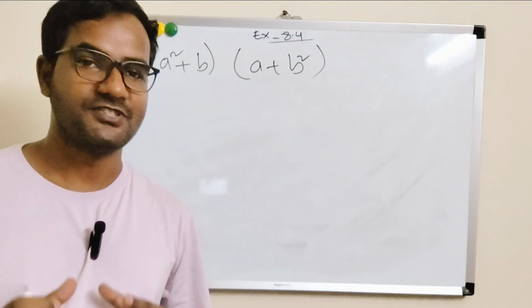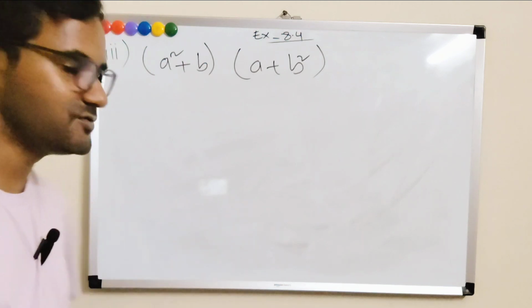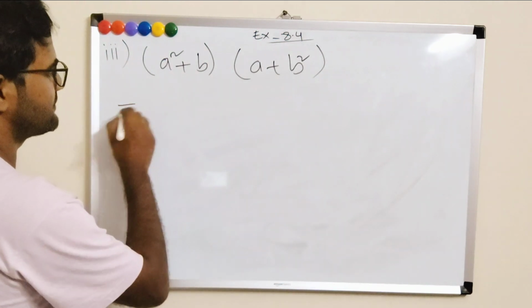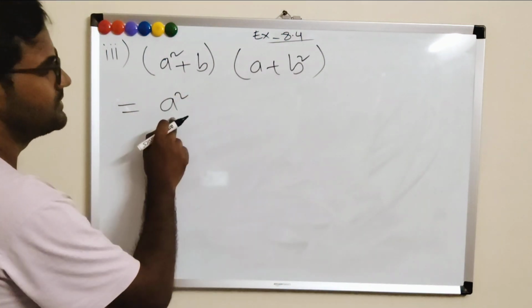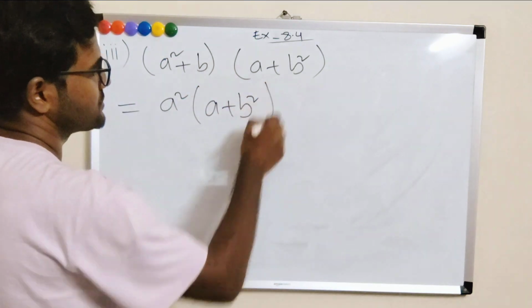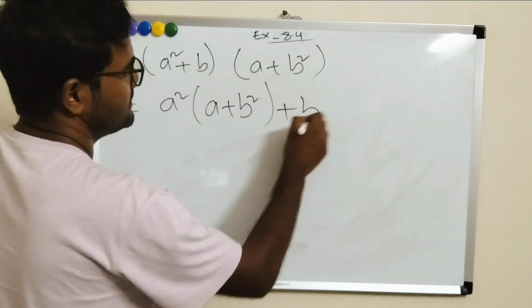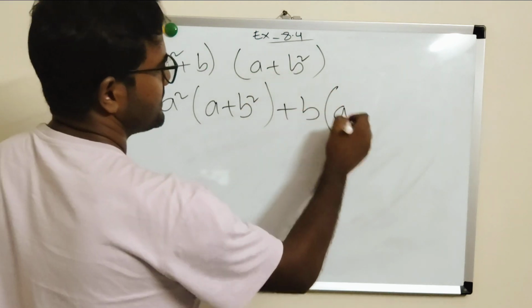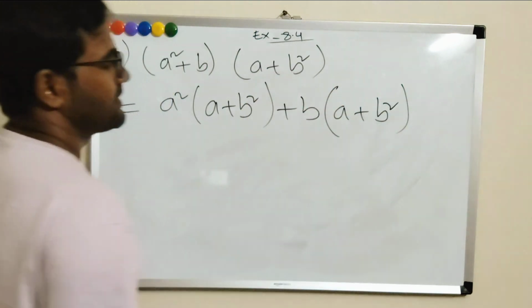So now let us come to number 3. Number 3 is very easy. So how do we do it? First, again, we will write down this a square here. Then we'll write this whole thing, so a plus b whole square. Then plus b will bring here. Then again we will write this thing, a plus b whole square, right?